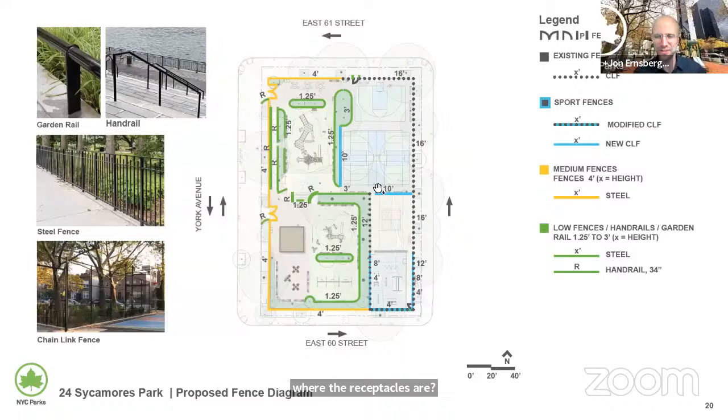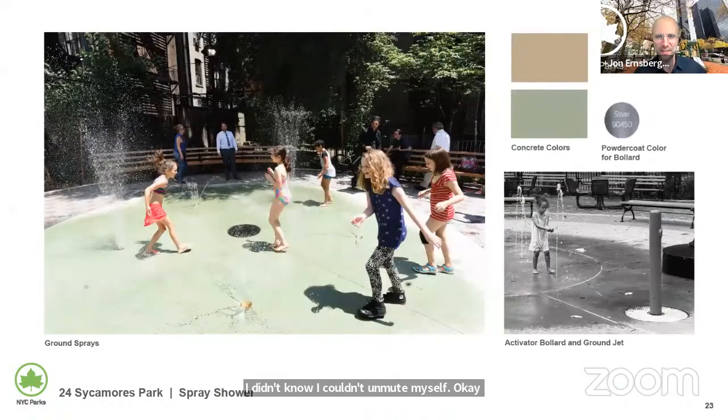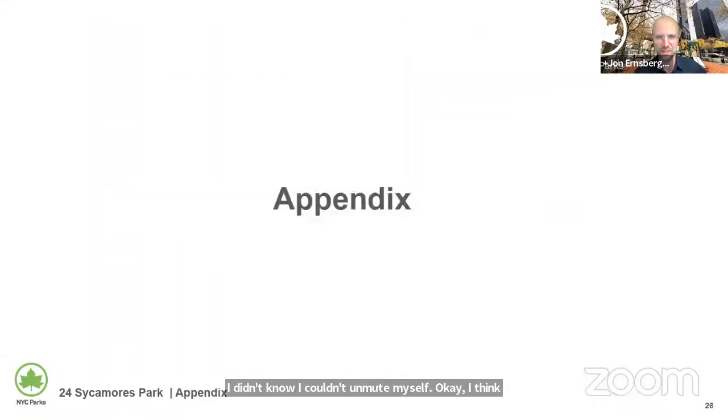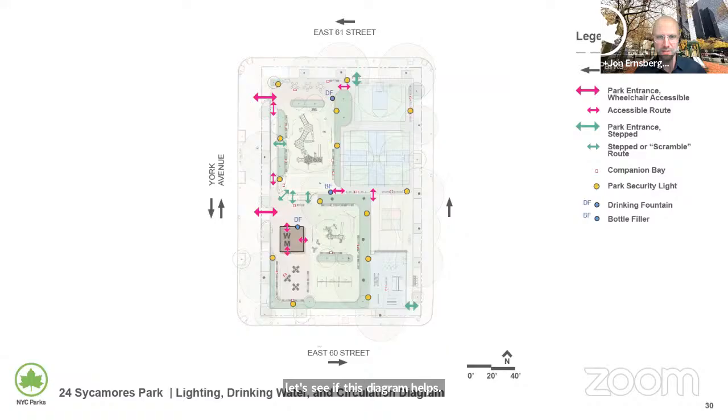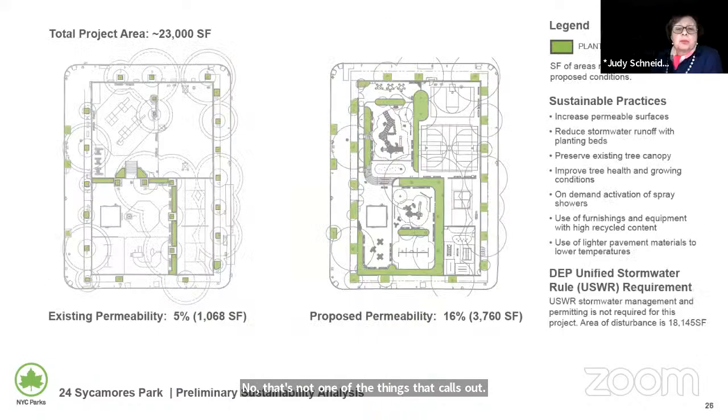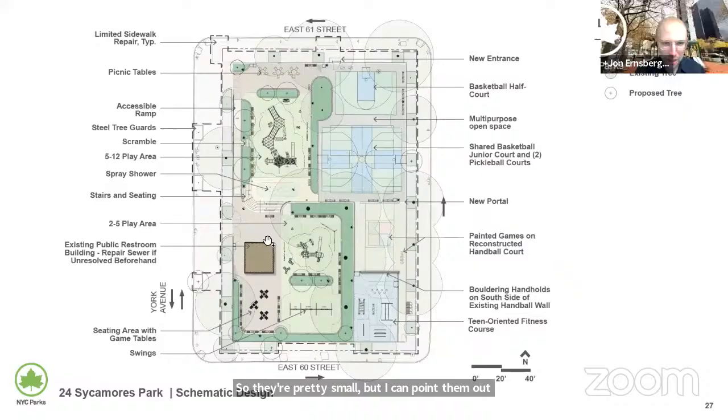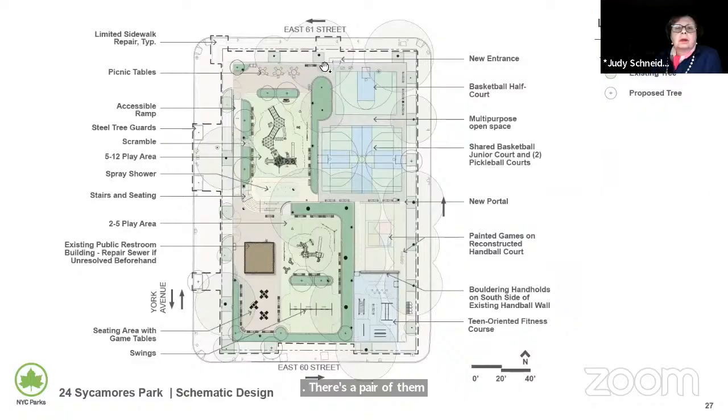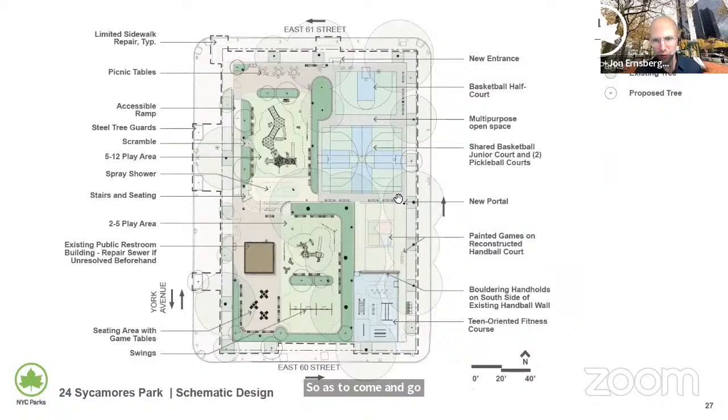I didn't know I couldn't unmute myself. Okay, let's see if this diagram helps. I think it may not. No, that's not one of the things it calls out. So they're pretty small, but I can point them out. Oh, just point them out on the map to us. Yeah. So there are two, these would be non-compacting. This is what we prefer now, so nothing can go wrong. But they are very rat resistant. So there's two there. There's a pair of them in this other entrance, right? So as you come and go is often the time you want a trash can. There's one here, one here.